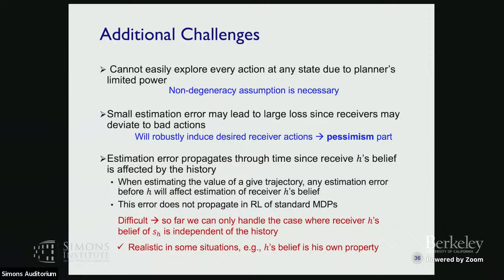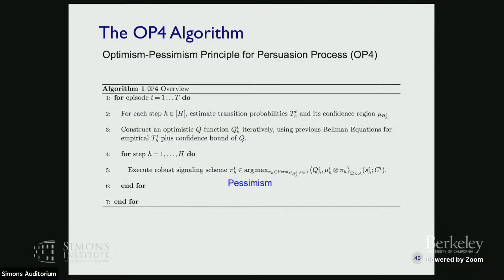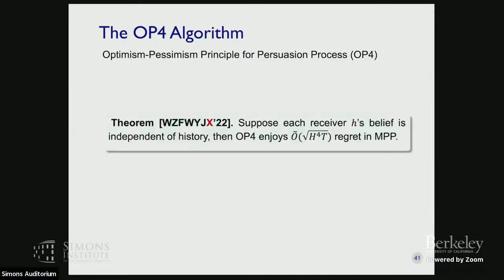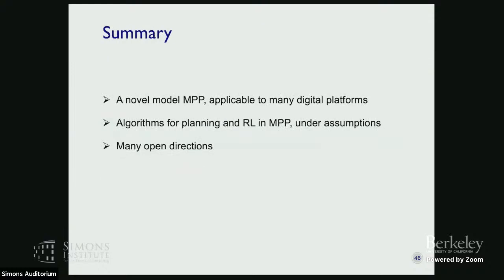Anyway, this is how far we can go so far, but I think there's a long way to go. By combining this with the standard optimism in MDP planning, we get the optimism pessimism principle for persuasion process. That's our algorithm. Due to time, I'm not going to show it in detail, but it's basically a very simple procedure that combines optimism and pessimism. We can show that this algorithm has square root of T and square root of H fourth regret. There were some proof techniques that I'm going to skip.